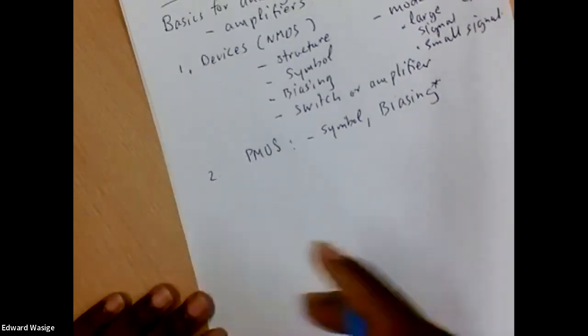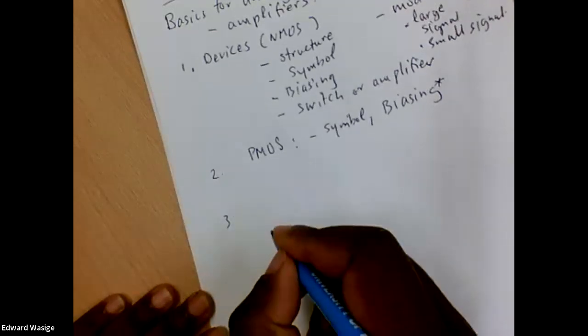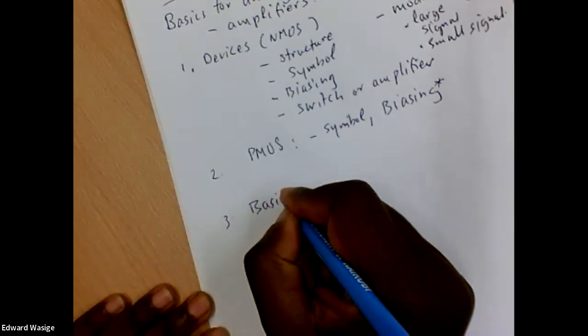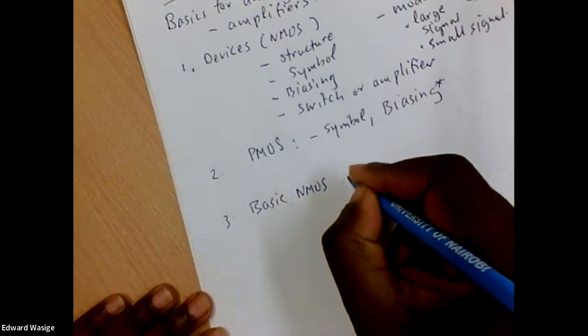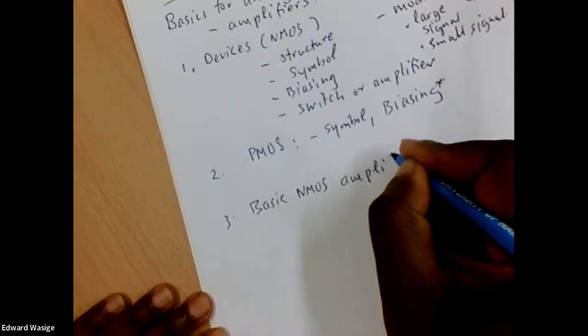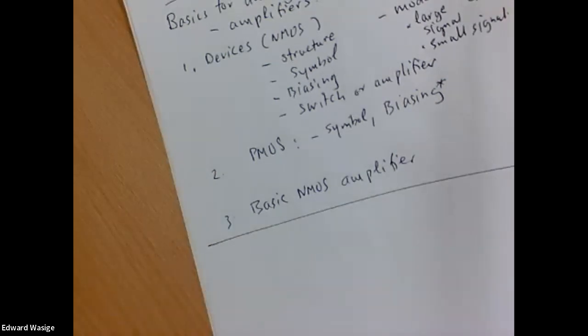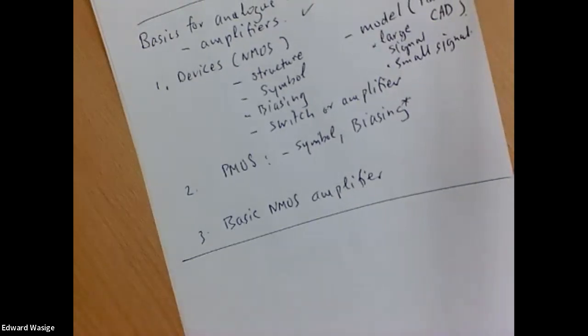So that's number two. And the third thing which we'll do is basic NMOS amplifiers. Most amplifiers use an NMOS device. I think by the time we finish those three things, the hour will be done. So that's the plan for today. If we go through that quickly, we can always add a fourth item.